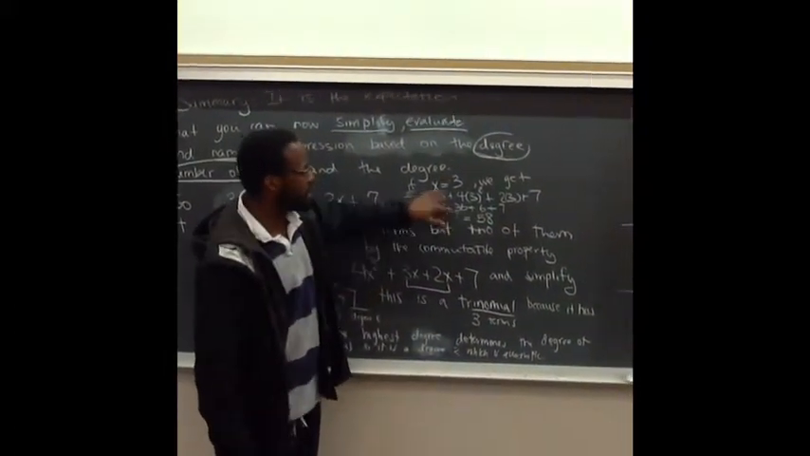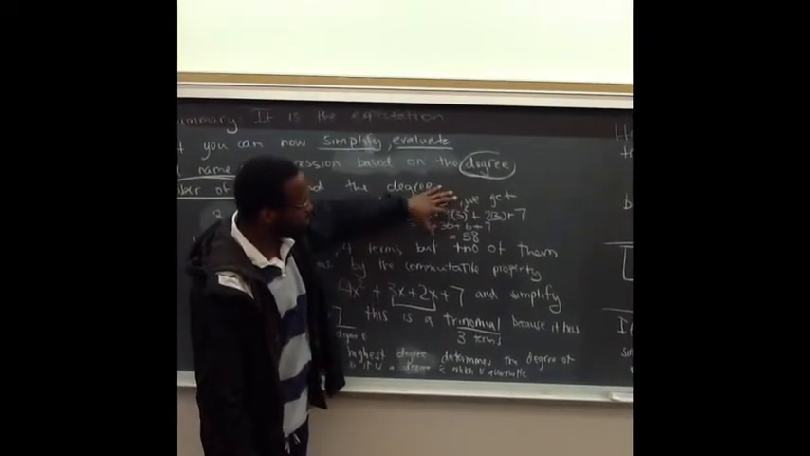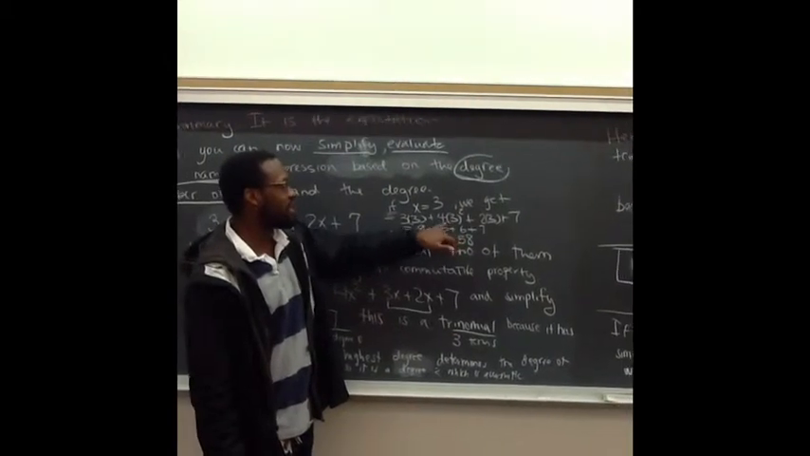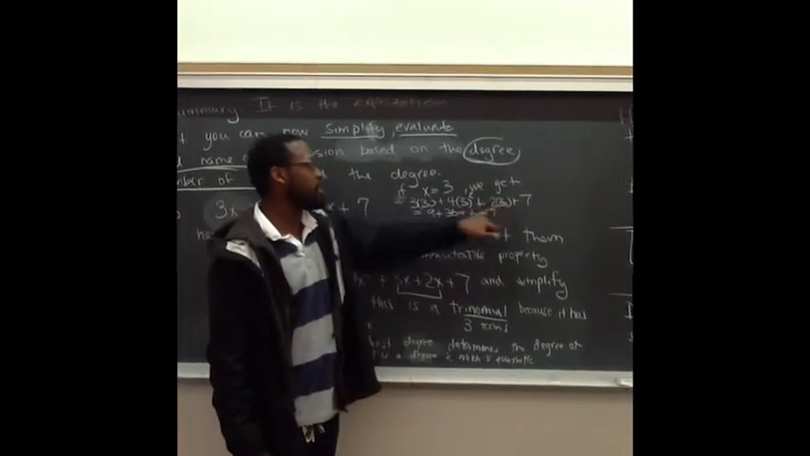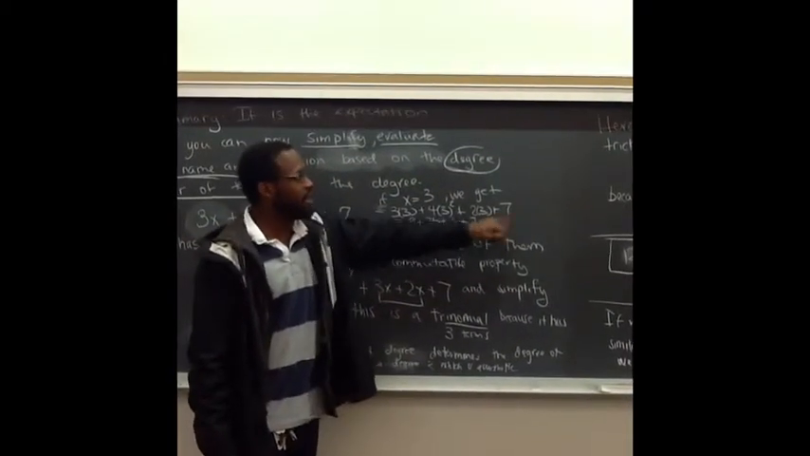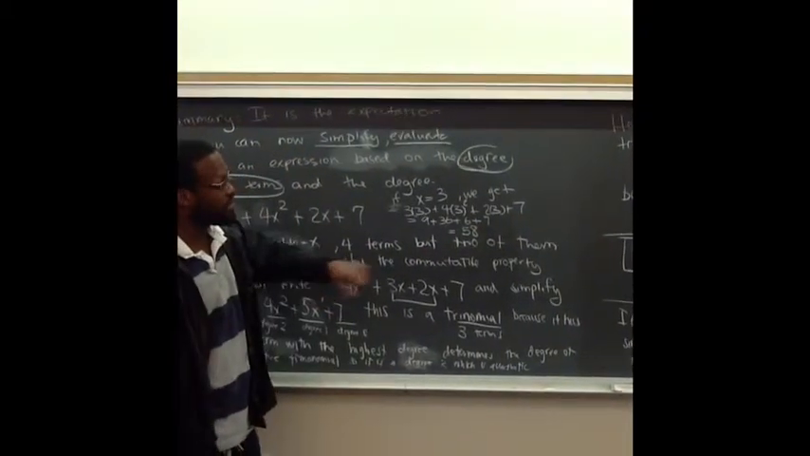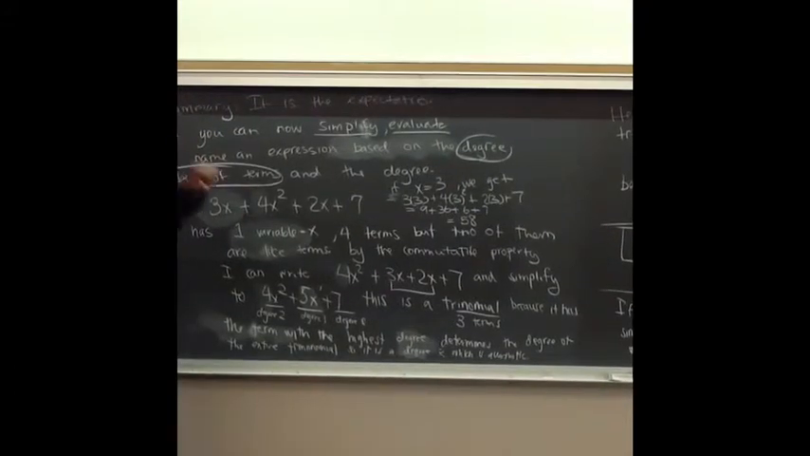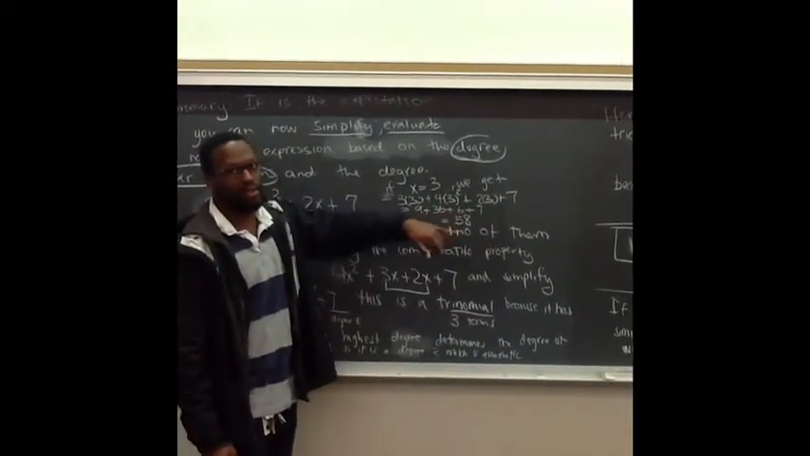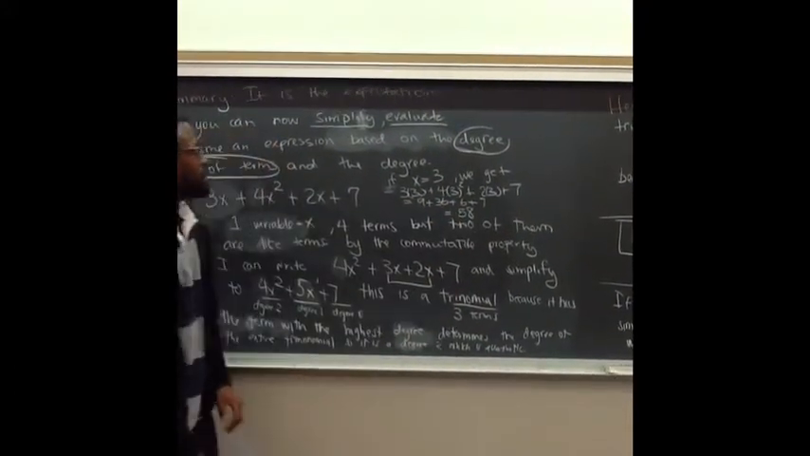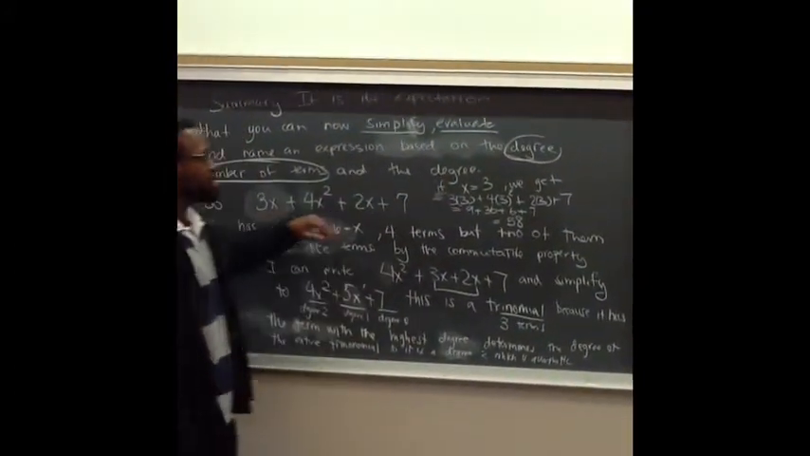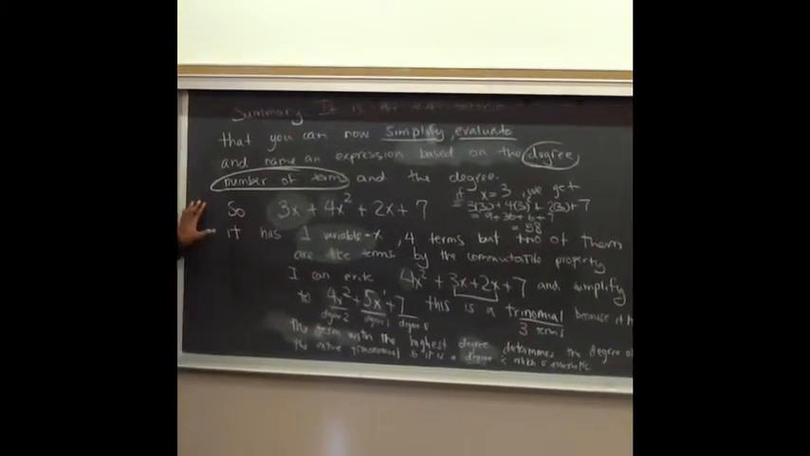Now 3 times 3 is 9. 3 squared, because exponents come before multiplication, is 9. 9 times 4 is 36. 2 times 3 is 6. And the constant 7 stays the same, so we get 9 plus 36, which is 45. 45 plus 6, which is 51, and 51 plus 7, which is 58. So there we have evaluated this expression when x equals 3.